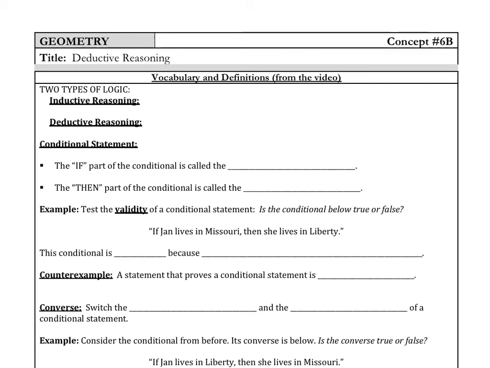Today is concept 6b, and we're talking about deductive reasoning. First, let's talk about the difference between inductive reasoning and deductive reasoning. Inductive reasoning uses patterns or observations to make a conjecture, which is an unproven statement.